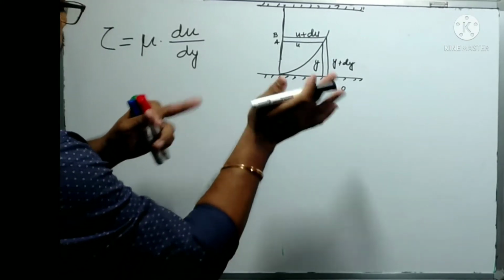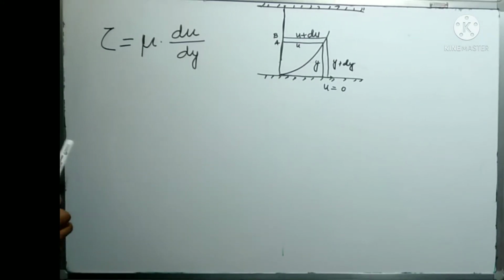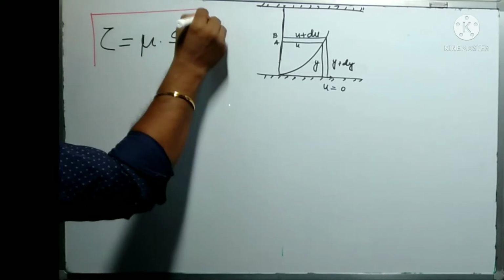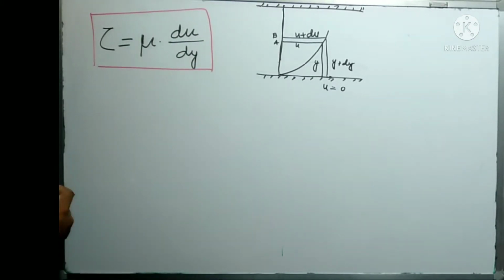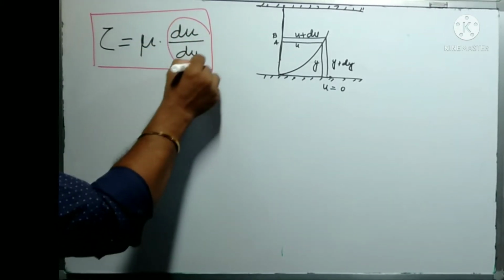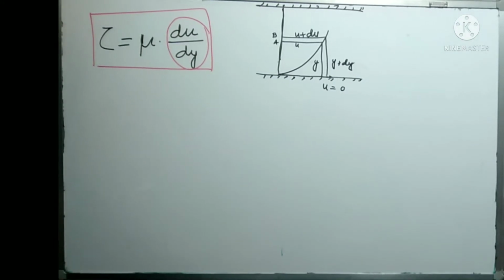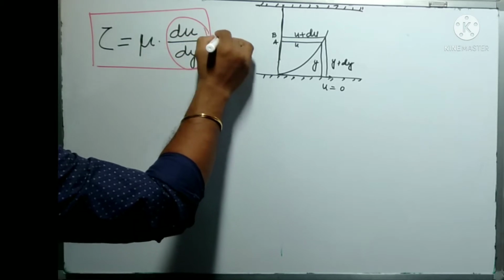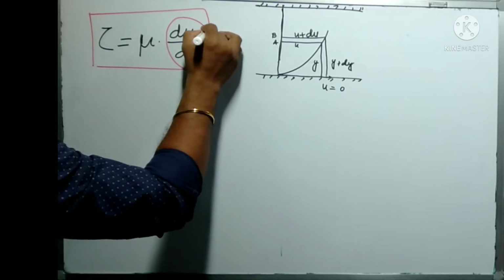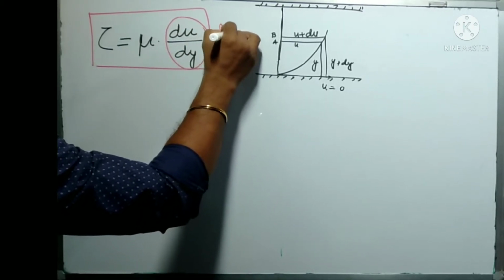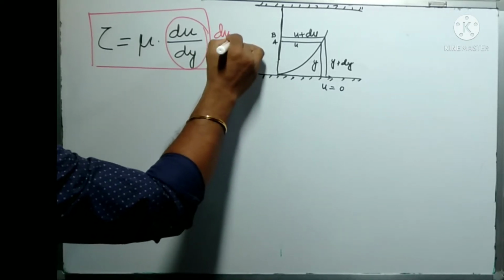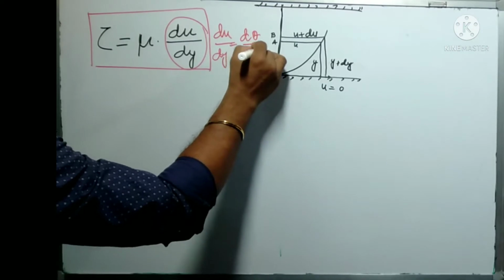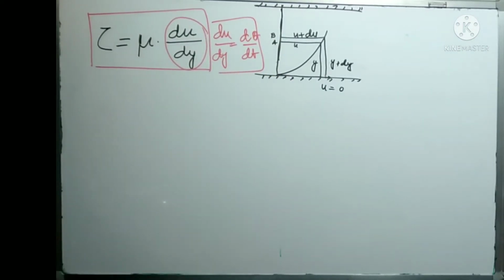So, from that concept, according to Newton's law of viscosity, tau is equal to mu into del u by del y. This del u by del y is known as velocity gradient, and this del u by del y is equal to the rate of shear strain, d theta by dt. We have already discussed it.